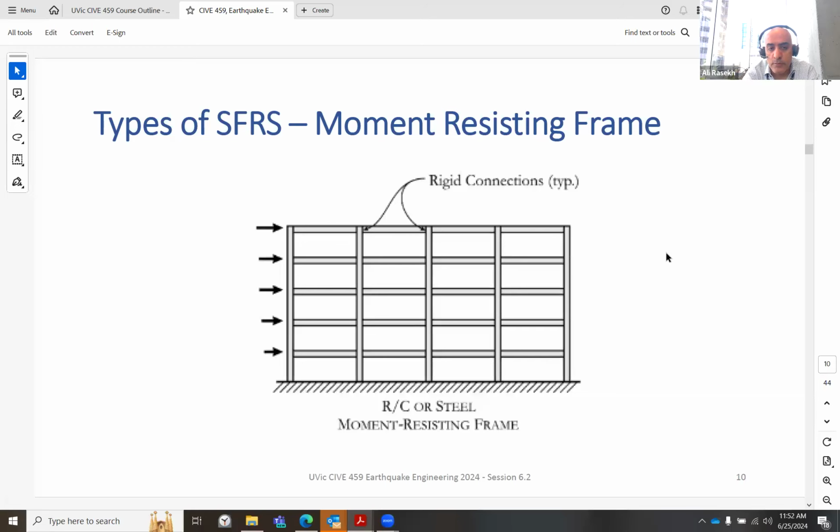Moment resisting frame, again, emphasizing that there are rigid connections between beams and columns so that they can take moments and the structure doesn't really collapse under lateral force, but shows resistance. This also shows a lot of ductility if properly detailed. However, this design results in more deflection, so the deflections would be larger and providing serviceability might be slightly more challenging.